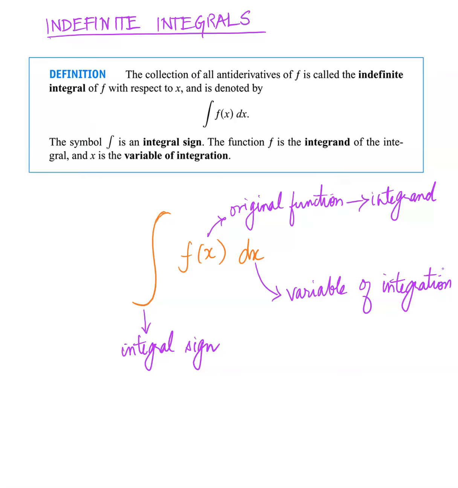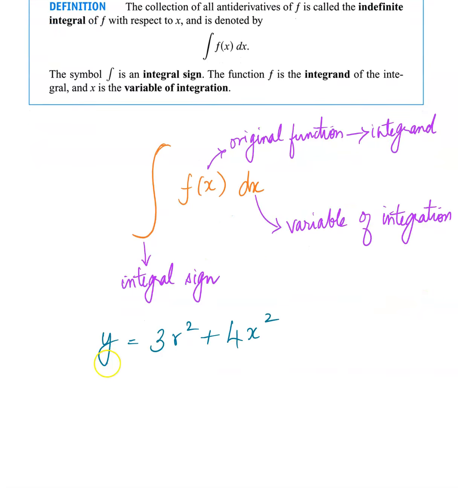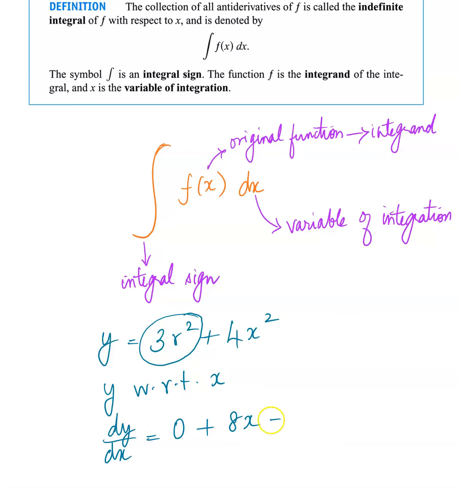And again, this is super important because if you go back to derivatives, we said derive y with respect to x, and with respect to which variable really matters. Because let me say y equals 3r squared plus 4x squared. If I said derive y with respect to x, then you're free to treat this r, which is another variable, as a constant. So that means dy over dx will be 0 plus 4 times 2, 8x. So the answer is 8x.